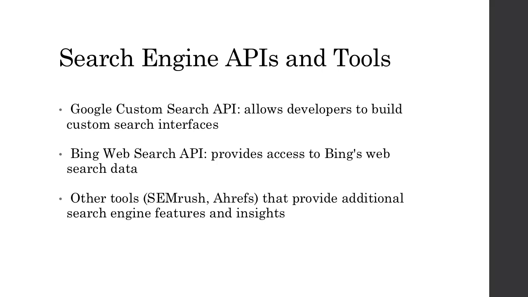Bing Web Search API: it does something similar but uses Bing's web search data to provide relevant results. It's like having a shortcut to all the information on the internet that's related to your business or topic. Other tools, SEMrush, Ahrefs: there are also other tools and APIs that can give you even more insights into how users interact with your website and what search engine features would work best for you. These can be super helpful in optimizing your online presence and getting found by the right people.